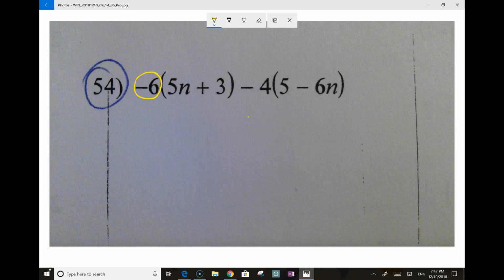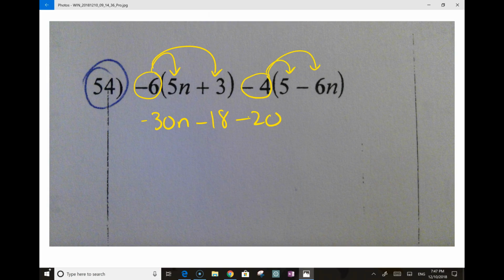So it's -6, not just 6, times 5n. So that would make -30n. Now you multiply the same -6 with the 3, and that makes -18. Next is the -4, and yes, this minus sign here makes the 4 a -4. So you're multiplying a -4 inside, and now this is -20. -4 times -6n, pardon me, is positive 24n.